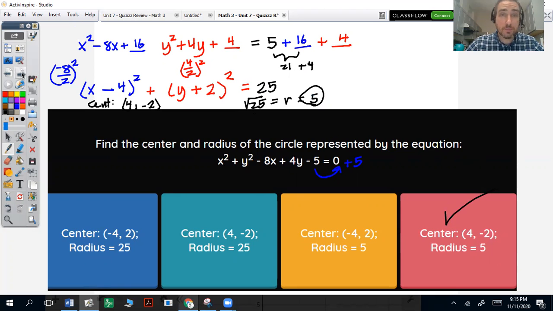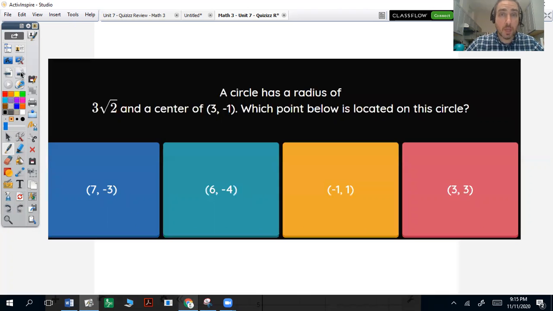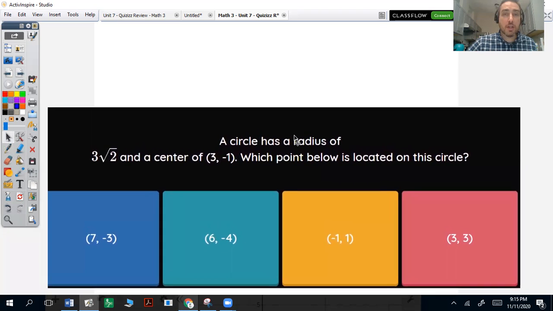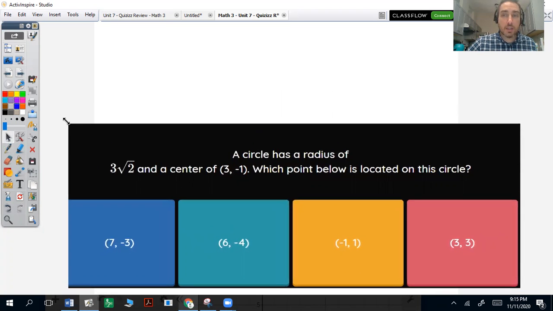Next question. Pause the video, try it on your own. A circle has a radius of 3 square root of 2 and a center of 3, -1. Which point is located on the circle? We got 4 options here. We'll plot those points on the graph after we get the equation. So start by getting the equation.